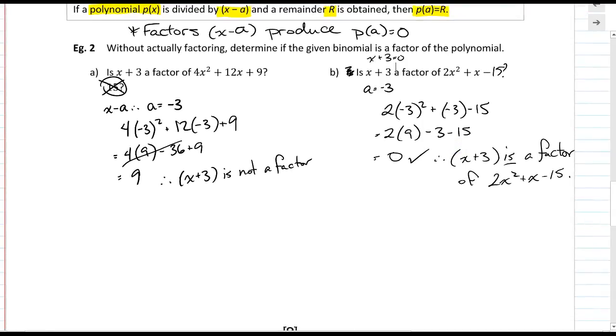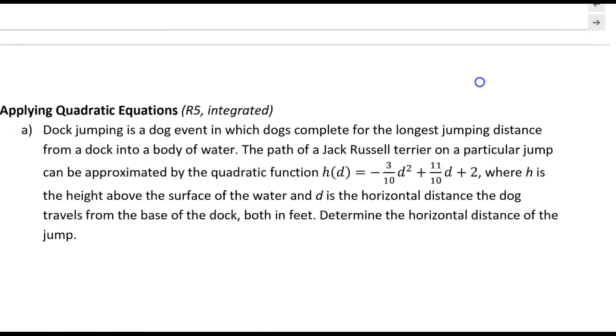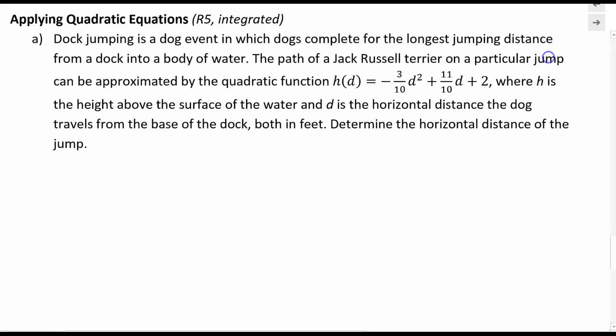So you can figure out if something is a factor without actually having to try and divide it out, because you don't know how to divide binomials into polynomials, you learn that in grade 12. So R5 is our solving problems using quadratic equations, but I like to integrate it into all of these lessons so that you can see how all of these different methods we're going to be learning about in terms of solving equations actually apply to the questions we're eventually going to get to, because not every question gets tackled the same way.